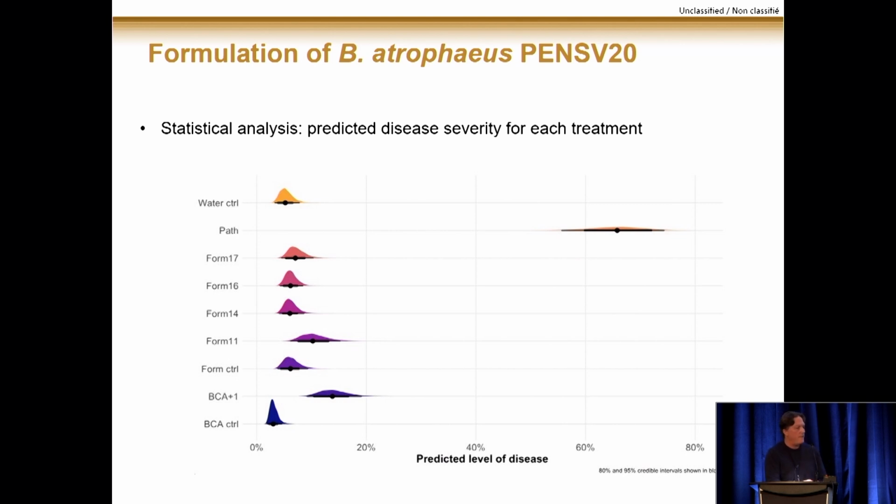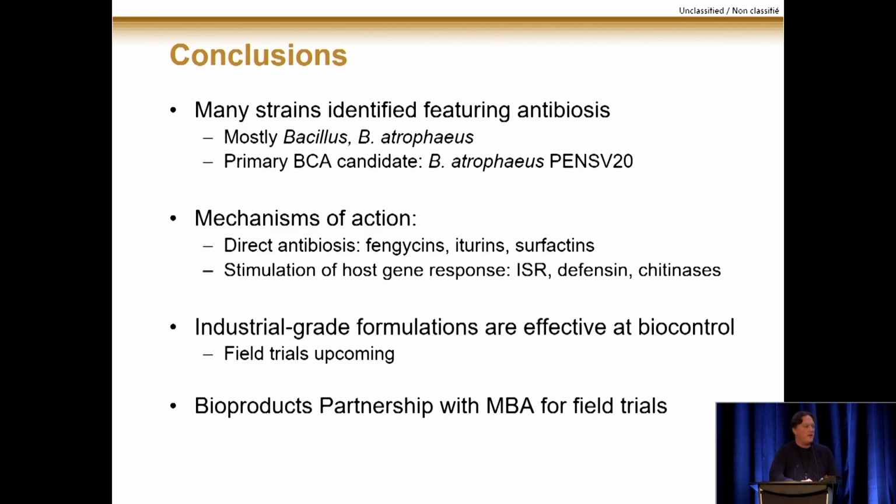So to conclude, we identified many strains that feature this phenomenon of antibiosis. Most of them were Bacillus strains. Several were Bacillus atrophaeus. We've identified a primary biocontrol candidate. We've looked at the mechanisms of action, and I've only gone over it very quickly. I didn't talk about the stimulation of host gene response, which is something else that we've looked at. And then industrial scale formulations are effective at biocontrol, and we've demonstrated that.